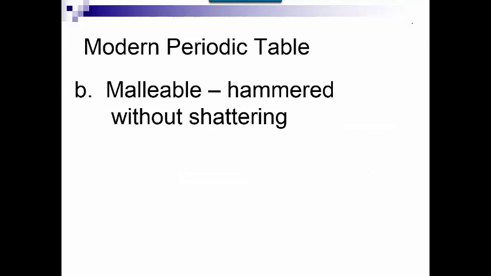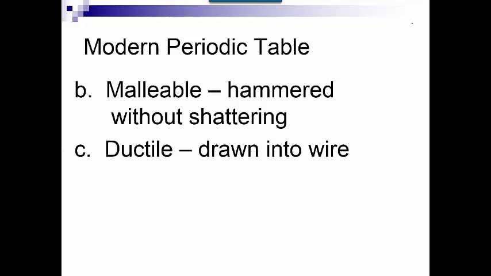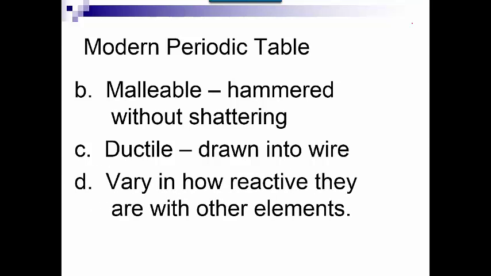Some other properties, they are malleable. Malleable means that you can hammer it, hit it, bend it without it shattering. Ductile means that it can get drawn into wire, which is important for how it gets put into wiring for houses. And they vary in how reactive they are with other elements. So some metals are very reactive. Other metals are not very reactive at all, because there's so many metals, there's a big difference in how they react.